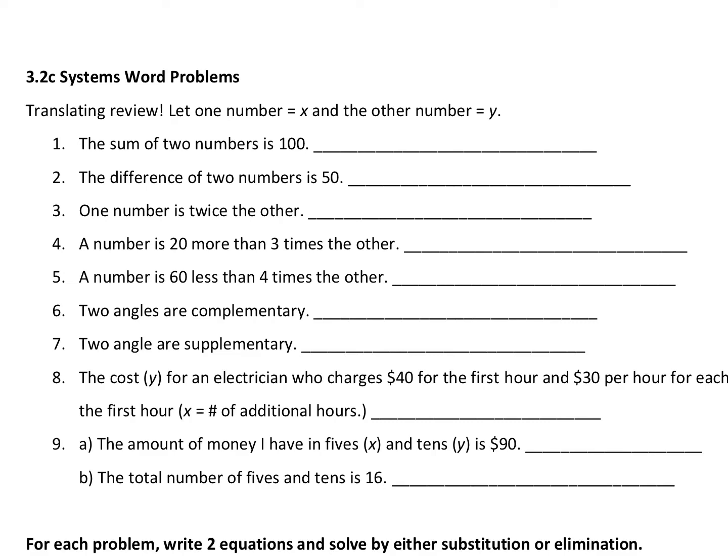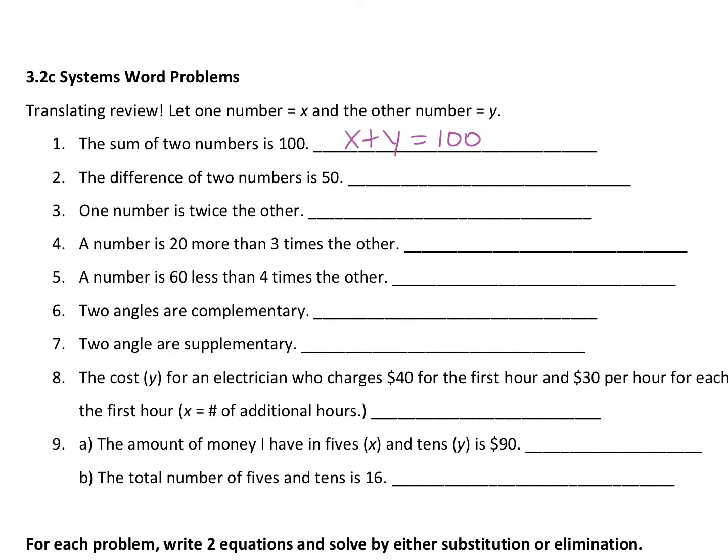How you would write the sum of two numbers is 100. How would you write that? Let's call our numbers x and y, just so everyone's on the same page. X plus y equals 100. The sum of two numbers is 100. So we would say x plus y is 100, okay?